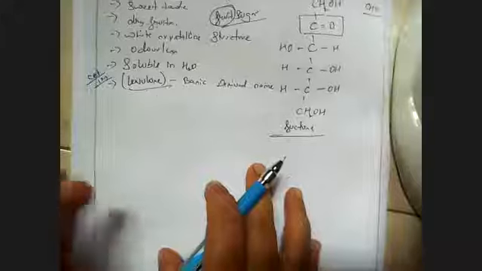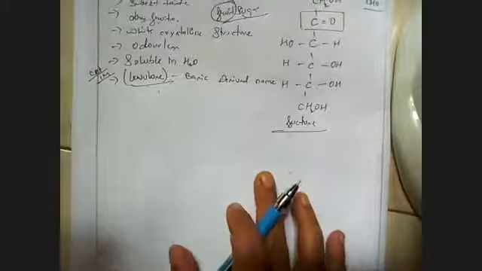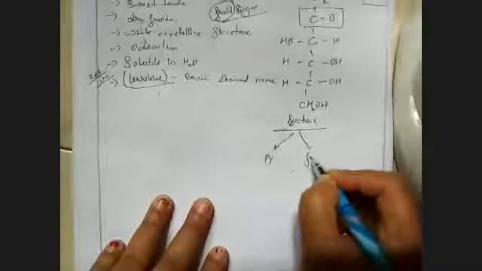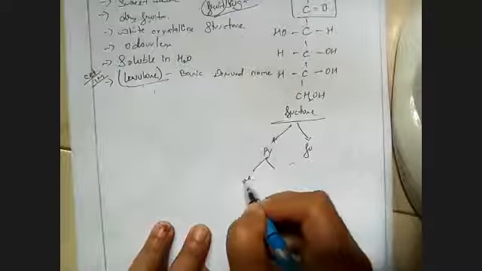Shall I go with the classifications of fructose? Yes. Fructose, having the structure of fructose, has again been classified into pyranose and furanose. And here also it's alpha, beta. Here also the same thing, alpha and beta. Are you getting my point?